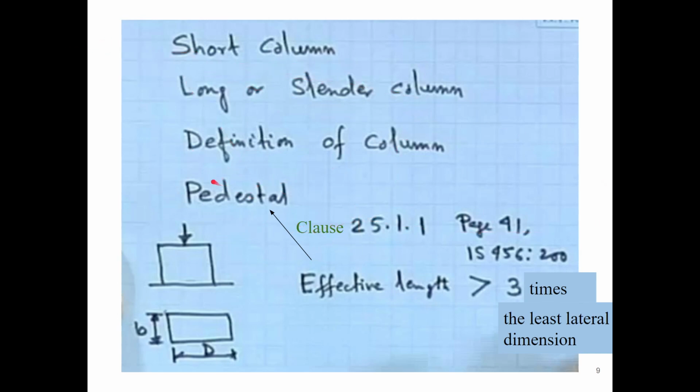Again, there is a special column which is called a pedestal. Pedestal is basically a column in which the effective length is always greater than three times the, I think it should be less. Okay, less, it should not be greater than three times the least lateral dimension. So this is the clause, and I'm sorry for this mistake. Basically it is a very short length column where the effective length should not be greater than three times the least lateral dimension. This is as per clause 25.1.1, page 41, IS 456 2000, right?